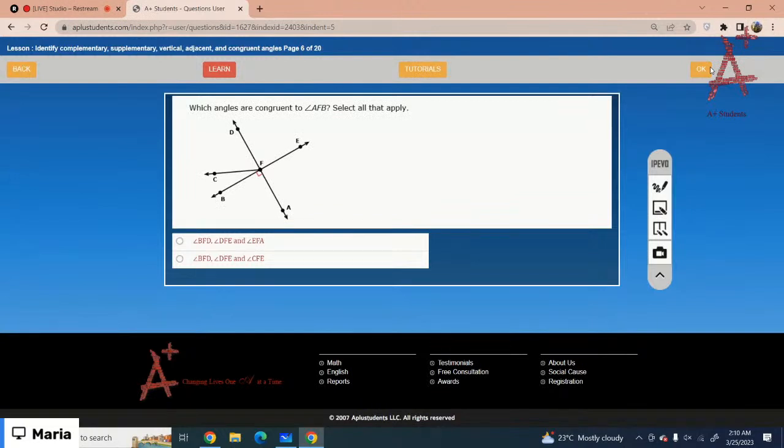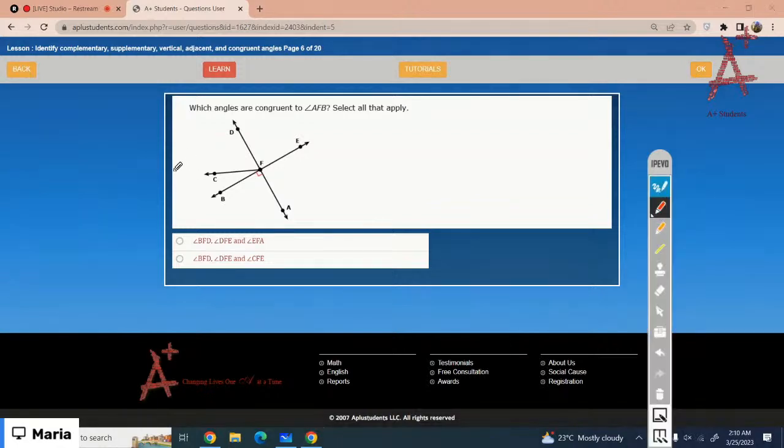Okay, which angles are congruent to angle AFB? Select all that apply. Okay, AFB, that is the angle. You need to look at the congruent angles. So F is basically the common vertex here. So all the angles that have a common vertex F are congruent. It would be AFE, then DFE and DFC. Got it?